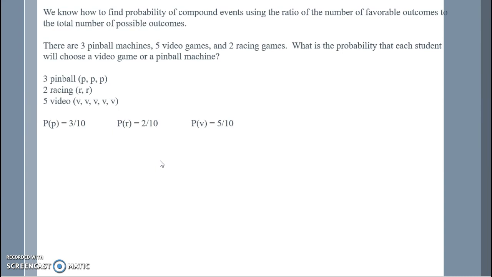The probability of getting racing is 2 out of 10, and the probability of a video game is 5 out of 10. We're particularly interested if each student chooses a video game. So the probability of choosing a video game first is 5 out of 10, times the probability of choosing a video game second, which is still 5 out of 10 because one does not affect the other. These are independent events. So 25 hundredths.